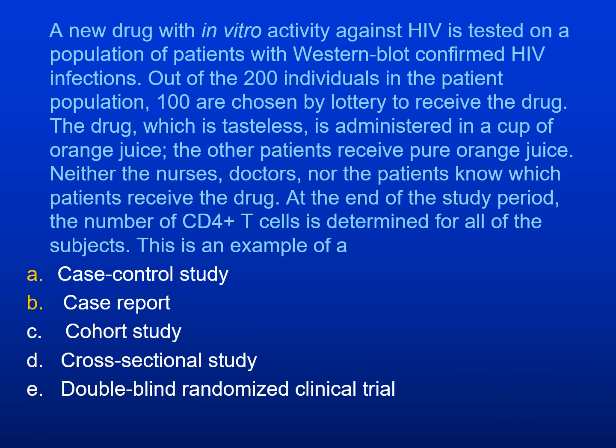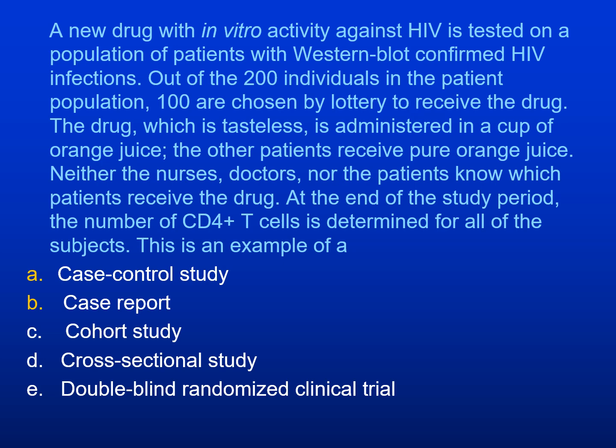A new drug with in vivo activity against HIV is tested on a population of patients with Western blot confirmed HIV infections. Out of the 200 individuals in the patient population, 100 are chosen by lottery to receive the drug. The drug, which is tasteless, is administered in a cup of orange juice. The other patients receive pure orange juice. Neither the nurses, doctors, nor the patients know which patients received the drug.